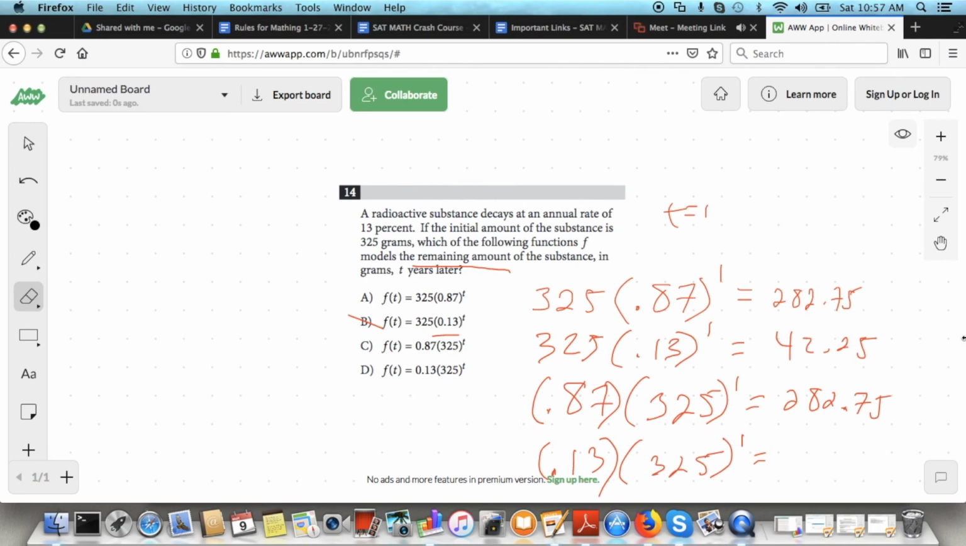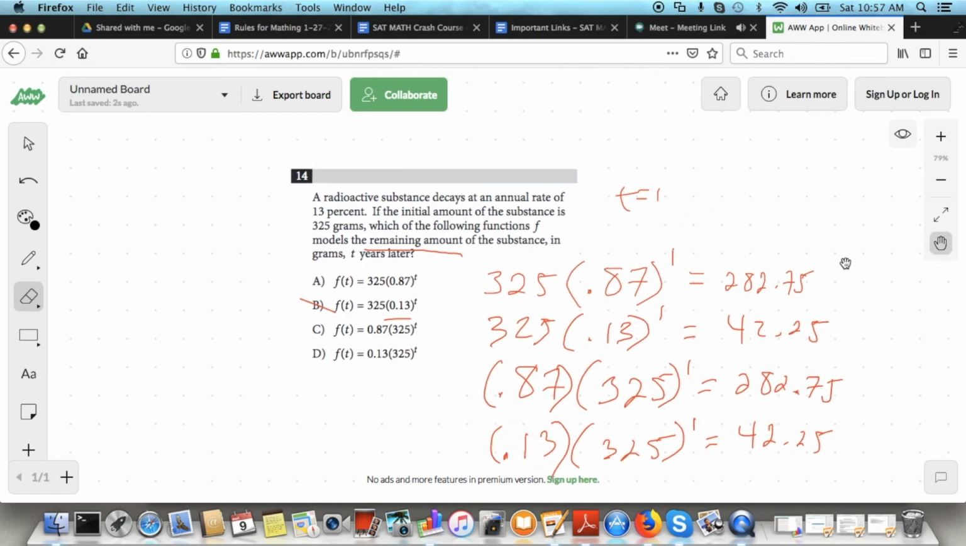Equals 42.25. Same as answer choice B. Eliminate it? Yes, definitely eliminate answer choice D. Okay, so we've got A and C. Now, how can we decide? How can we determine which one's the correct answer choice here? Any thoughts?